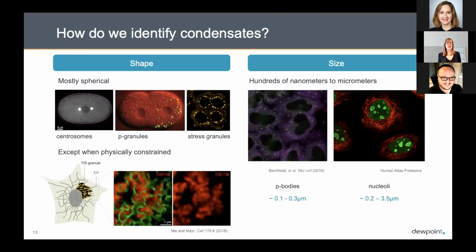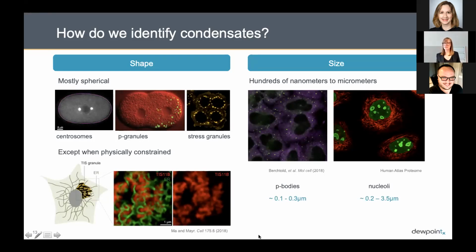We can identify them by shape and by size. Regarding shape, they are mostly spherical, and we can clearly see it from these images. However, if they are physically constrained, they can also adopt other shapes. This is the case of the TEASE granule. We can clearly see that it is not spherical because it is constrained due to the ER.